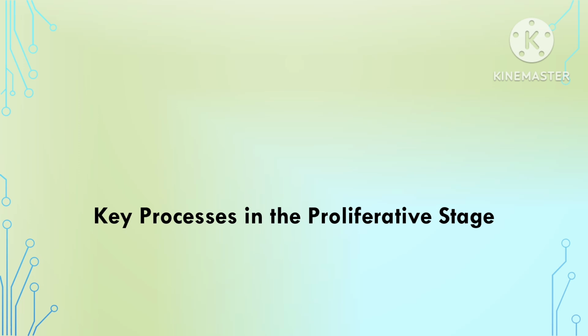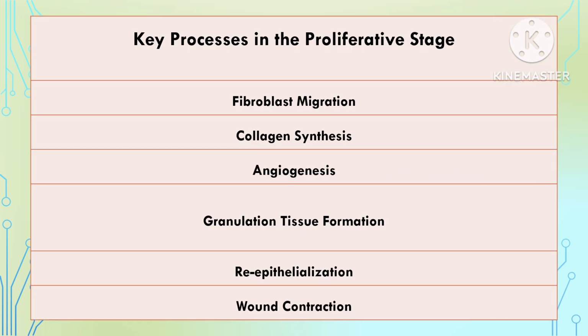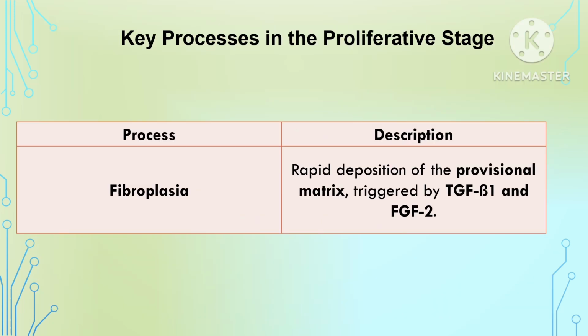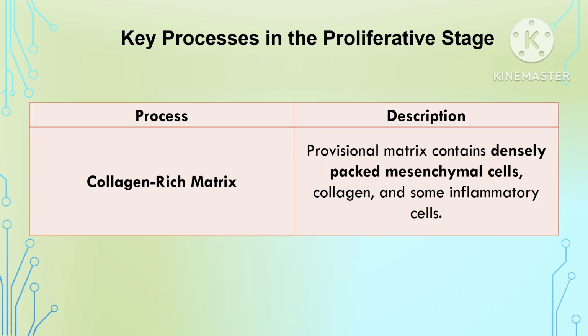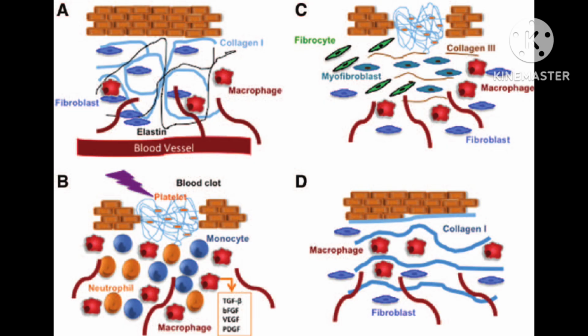First of all, there is fibroblast migration. They move into the wound site, attracted by growth factors like platelet derived growth factor and transforming growth factor beta. These cells play a very important role in collagen production and extracellular matrix formation. Fibroblasts also begin producing type 3 collagen, which serves as a temporary scaffold for wound strength. Later, this collagen is replaced with the stronger type 1 collagen in the remodeling phase.